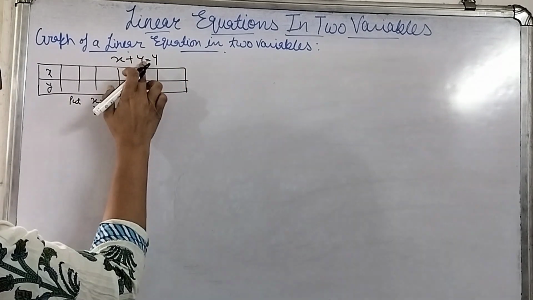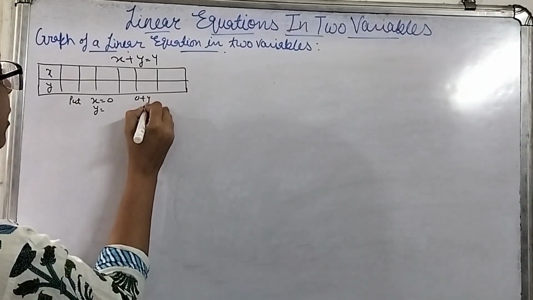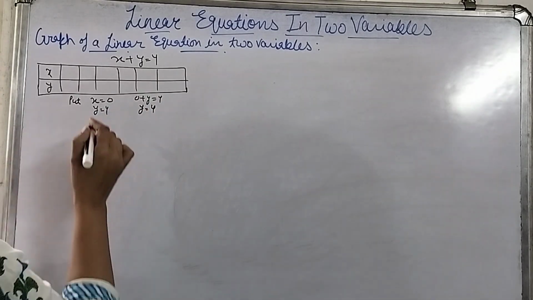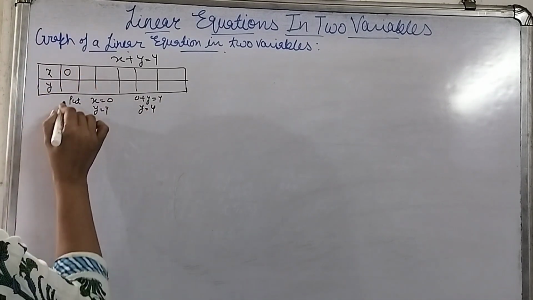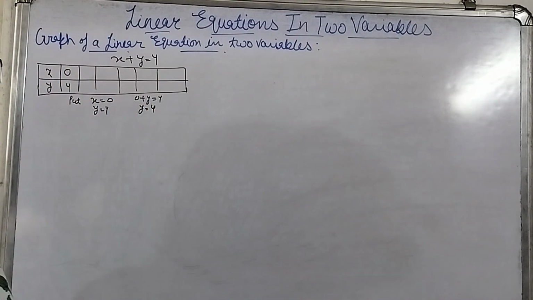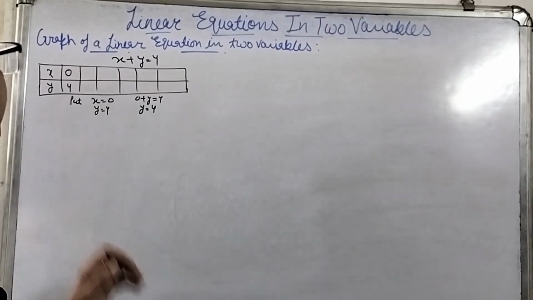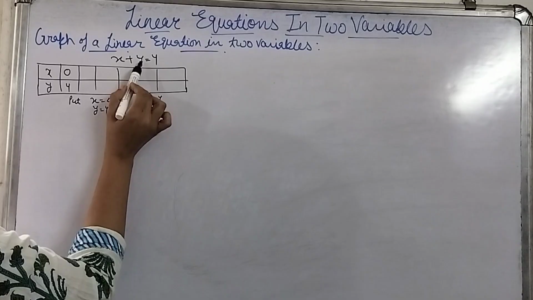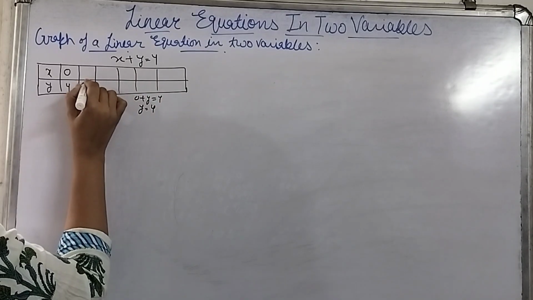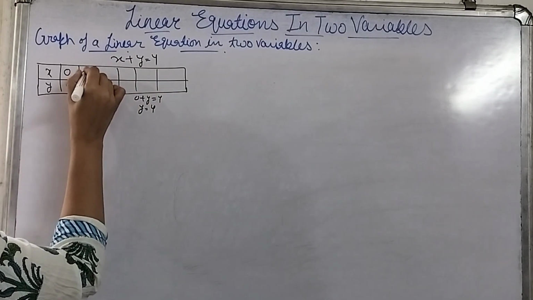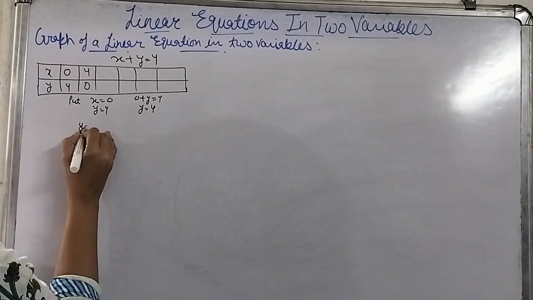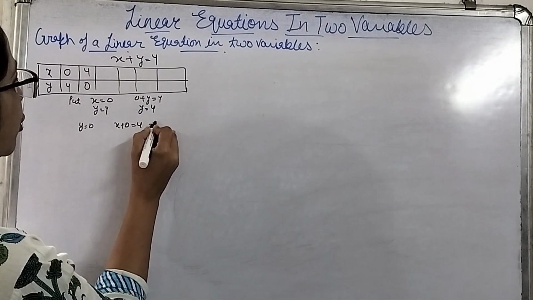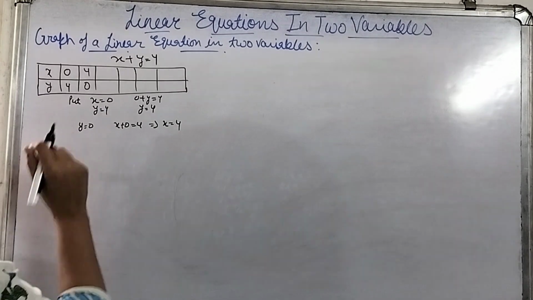It is 0 plus y is equivalent to 4, and that simply means the value of y will be 4. That means if the value of x is 0, the value of y will be 4, and it is going to satisfy the equation. It will be a solution of the equation. Now if I keep y equivalent to 0, the equation will become x plus 0 equivalent to 4, or we can say the value of x will be 4.